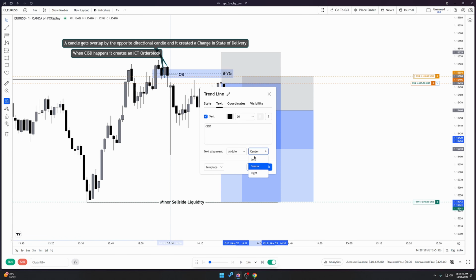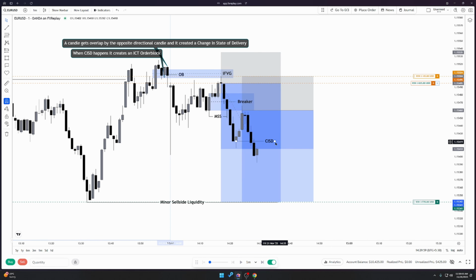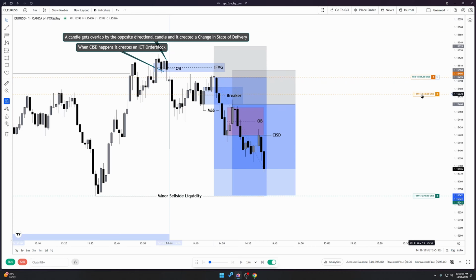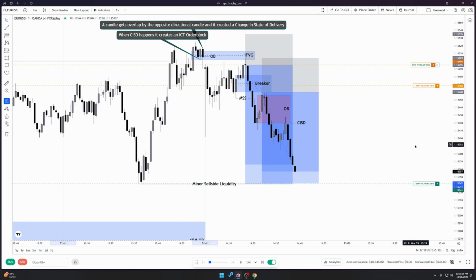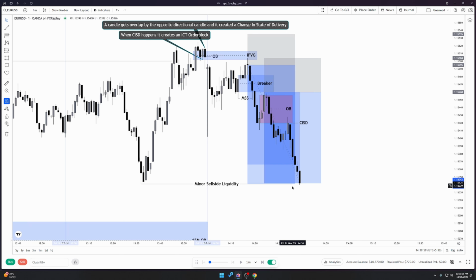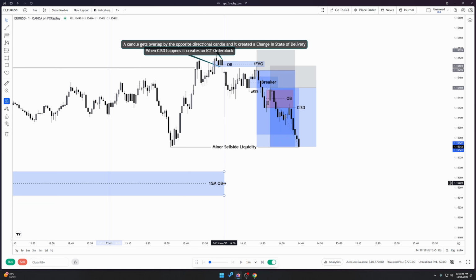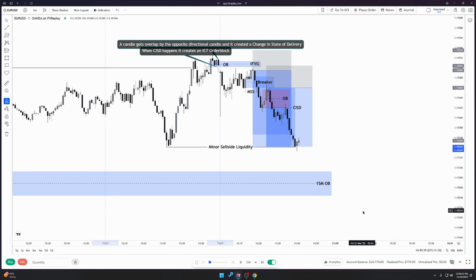Next, we get another change in state of delivery, which forms another order block. Price taps the order block and moves cleanly toward the target. This is how smooth price behaves when you understand how it reacts around your levels. You can clearly see on the chart how price respected every single level.